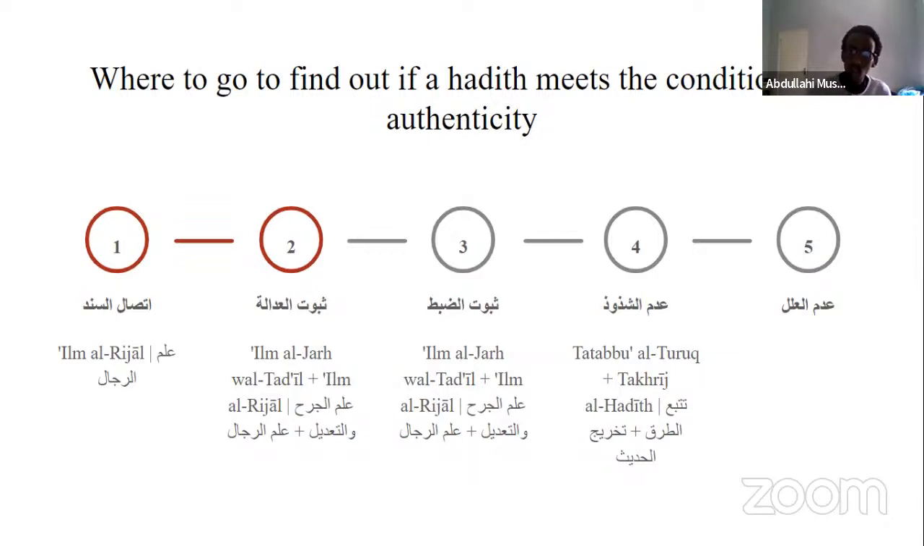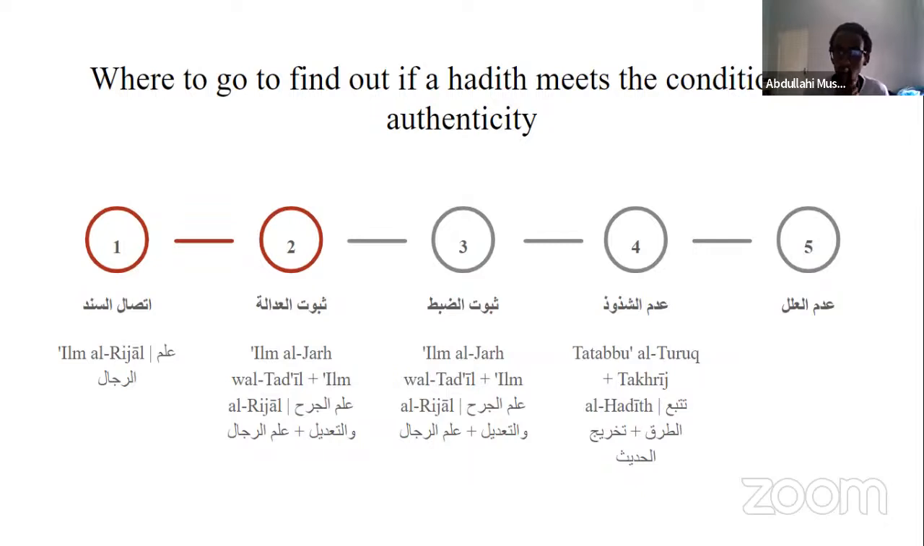Then thubut al-dabt, verifying the accuracy of the narrator, you do the same thing as with thubut al-adala. You go to the same books. In fact, sometimes they might describe a narrator with one word, and this one word indicates both his integrity and his accuracy, like the word thiqa. The word thiqa means that this narrator was someone of taqwa and God consciousness, and at the same time was also an accurate narrator. So you still go to the same books to check whether a narrator had the dabt, accuracy.